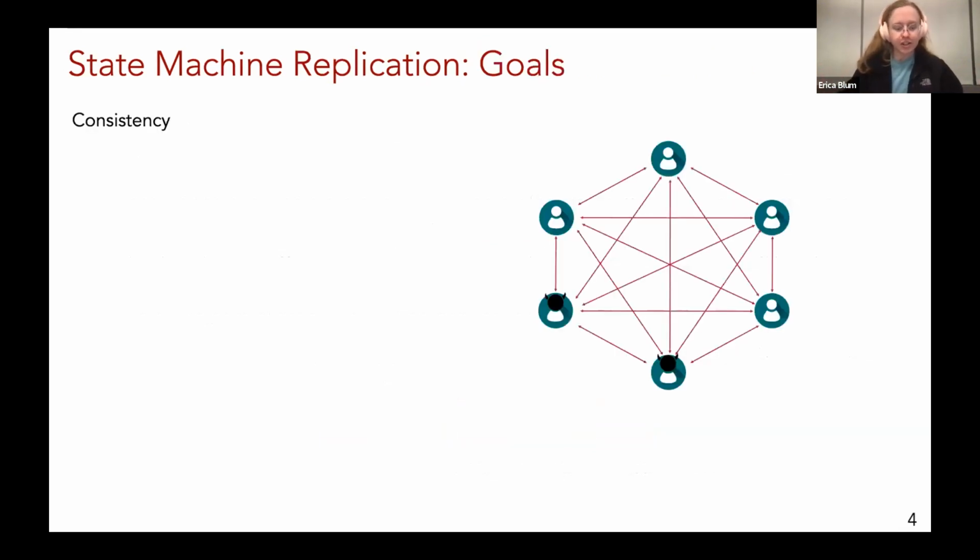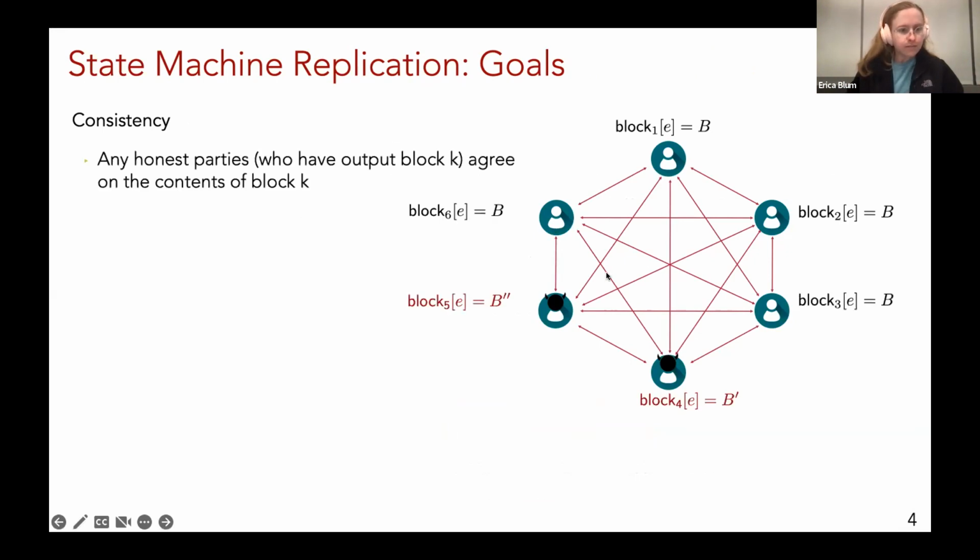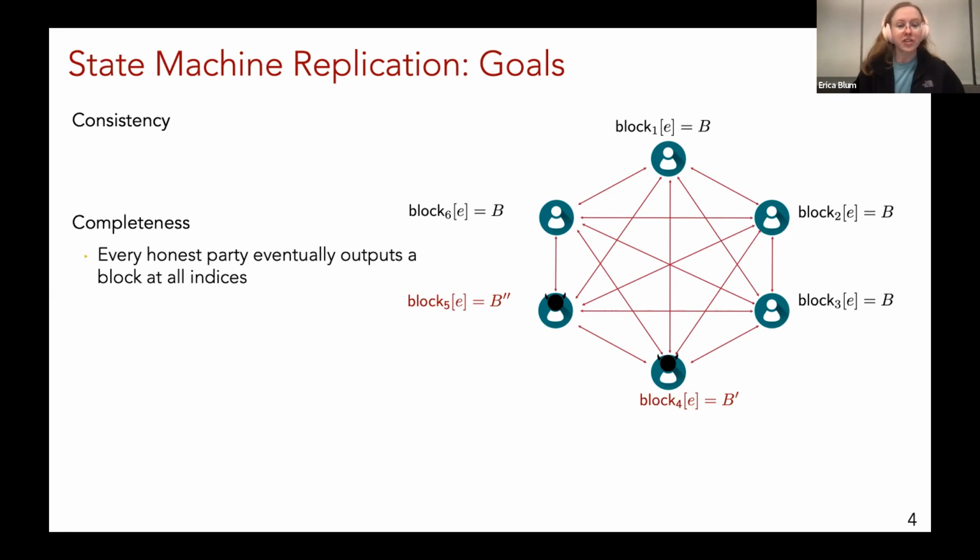So that's the big picture. In a little more detail, here are the properties that we want from an SMR protocol. Throughout, we'll let N be the total number of parties and let T denote the number of faulty or Byzantine parties. So the first property that we require is consistency, which means that all parties who have output the kth block agree on what's in that kth block. The second property is completeness, which says that every honest party eventually outputs a block at all indices.